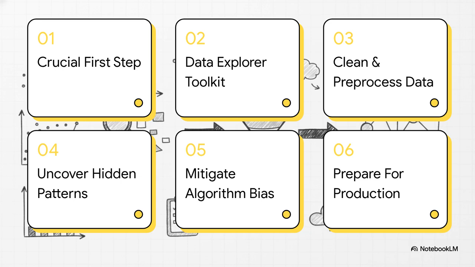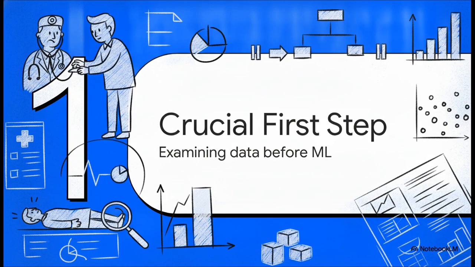Okay, let's look at our blueprint for today. We're going to cover the crucial first steps, the tools of the trade, cleaning our data, uncovering those hidden patterns, tackling the absolutely critical issue of bias, and finally, getting our data ready for production. Let's jump right in. Starting with Phase 1 of our building project. Section 1, the crucial first step.